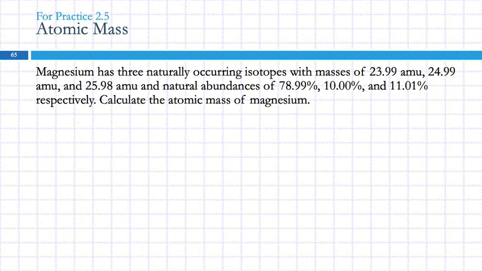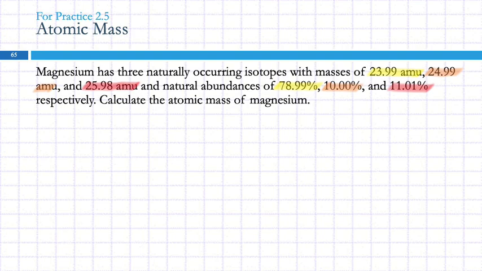So, always a good approach on problems is to go in there and highlight numbers. I'm going to kind of color code these. That's the mass of the first one, and this is the abundance of the first one. When it says respectively, it means that these values are in the same order for each property. So the second one has a mass of 24.99, and its abundance is 10%. And then the last one is 25.98, and that has 11.01% abundance.